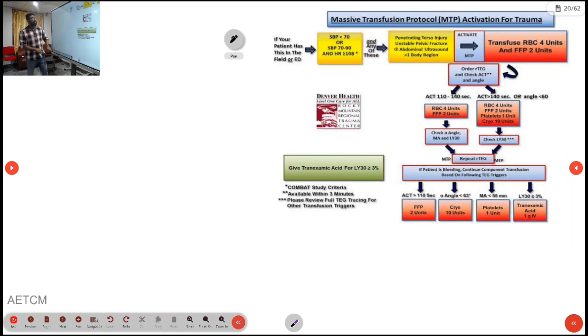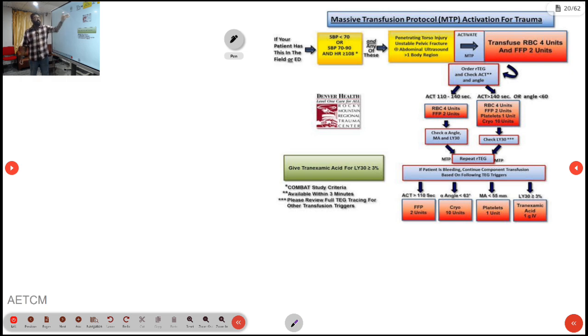In a massive transfusion protocol, this is how TEG comes into the picture. If the patient comes in the field or in the ER with a systolic blood pressure less than 70, or a systolic blood pressure between 70 and 90 and a heart rate more than 108, along with a penetrating torso injury or unstable pelvic fracture, and if EFAST shows blood in one of the body regions, we can say it is indicative of class 3 or class 4 shock.